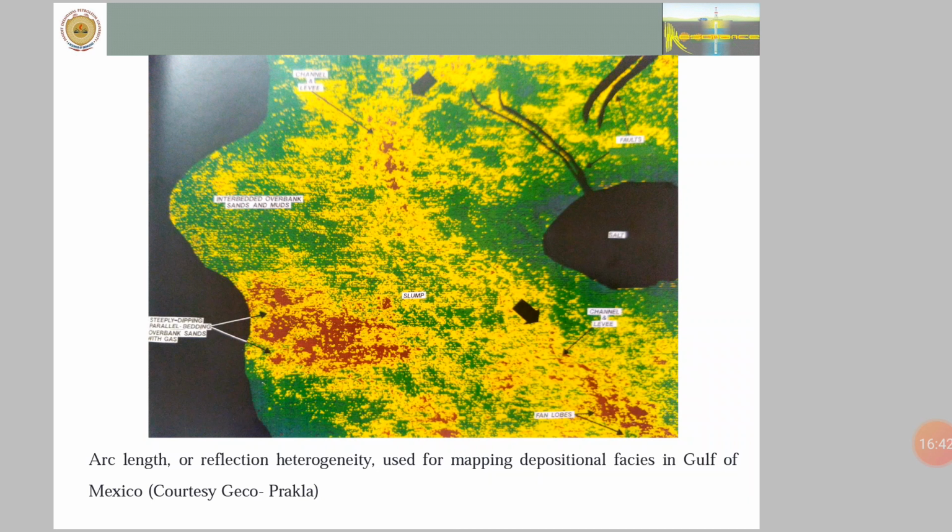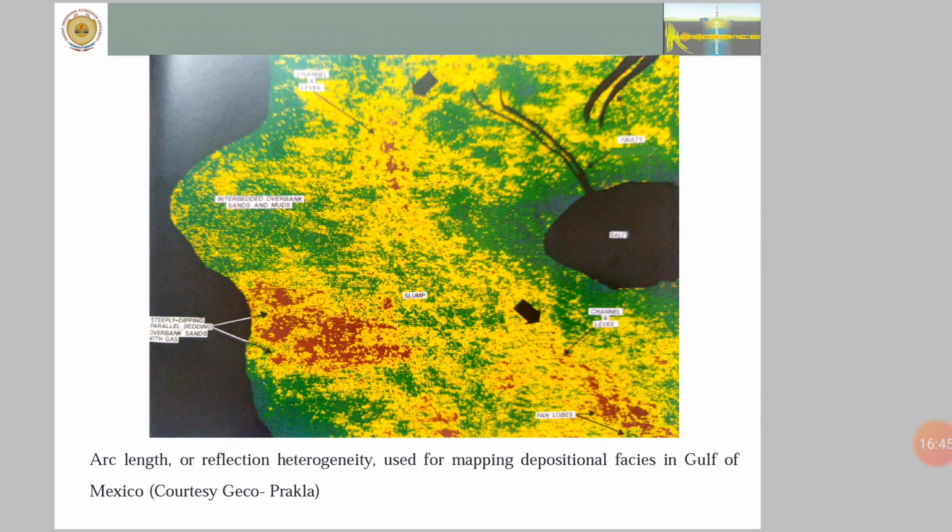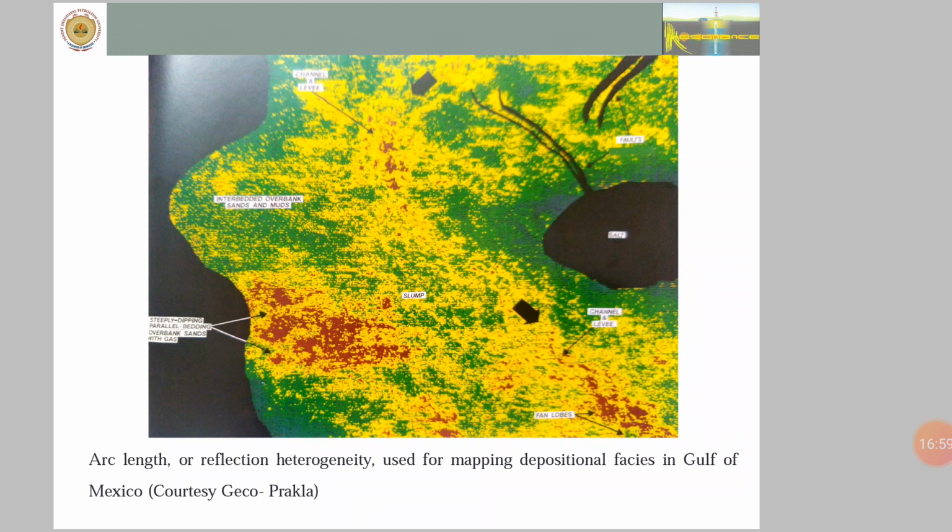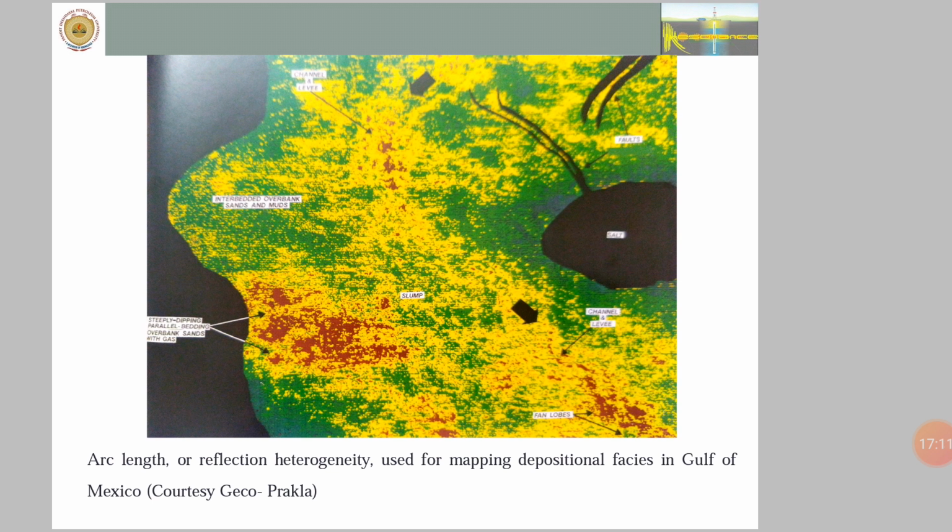Many times we have seen that there are braided channels, and in these braided channels we can actually see shore parallel sands which are of importance from the hydrocarbon point of view, and these are cut by tidal inlets, which are the cheniers. So barrier bars and cheniers have to be understood in order to establish the relationship of attributes with the hydrocarbon presence. Amplitude, instantaneous frequency, and arc length, which is nothing but reflection heterogeneity, are used for mapping depositional phases.